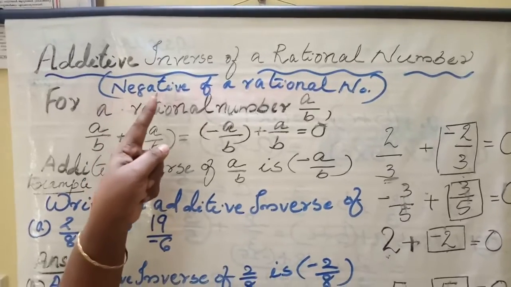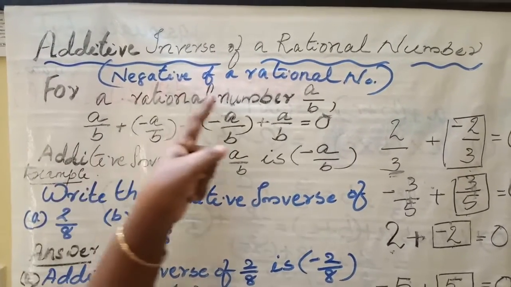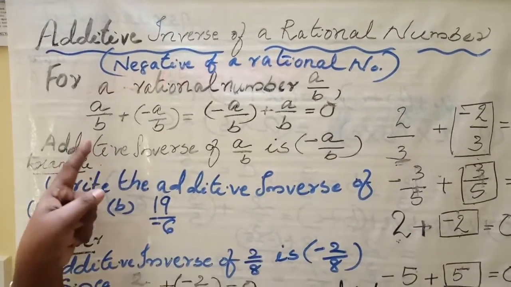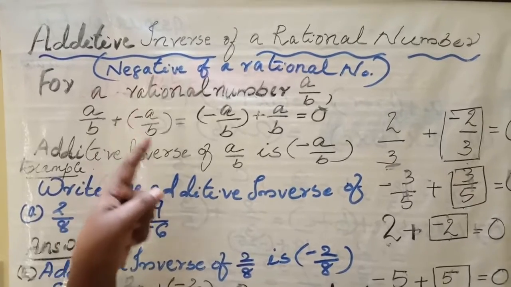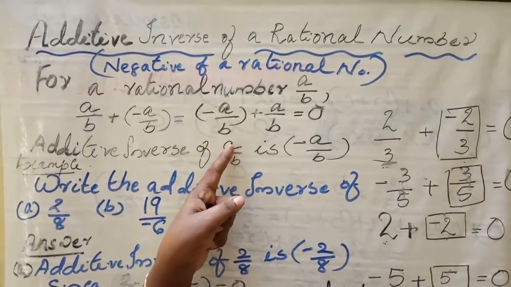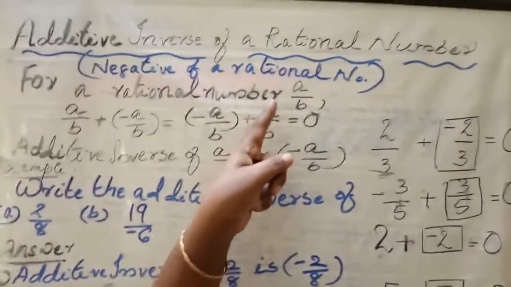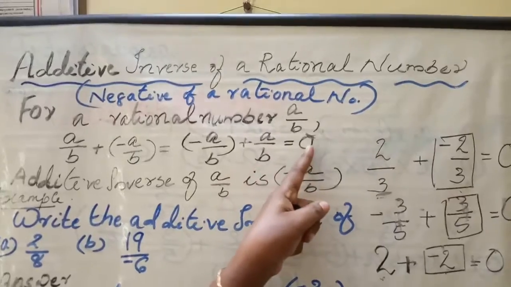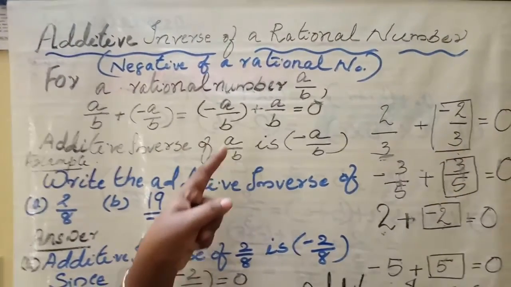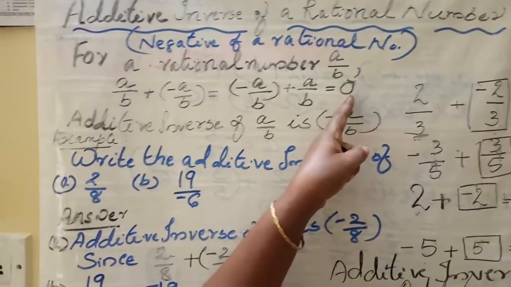Or we can say another name, negative of a rational number. So for a rational number a by b, like this 2 by 3, a by b plus its negative, minus a by b, which is the same as, you know this property. Can you say the property here? This property, reverse order, commutative. Minus a by b plus a by b. Anyway, we get the result, what? 0. So the additive inverse of this a by b is minus a by b, because 0 is the additive identity of the rational number.